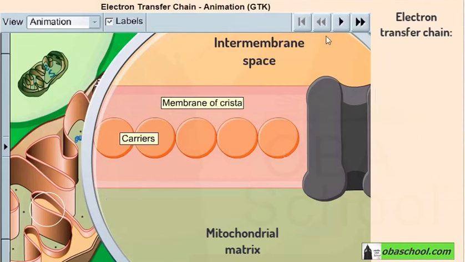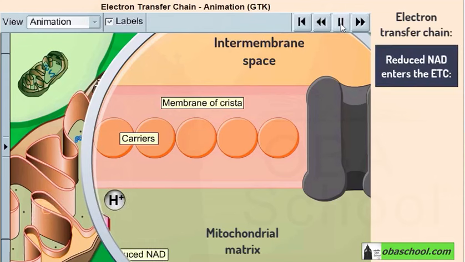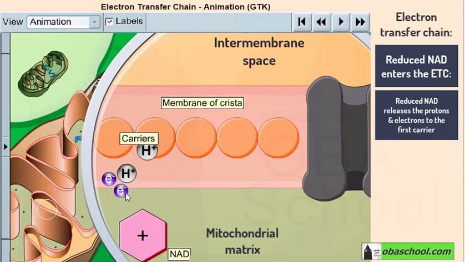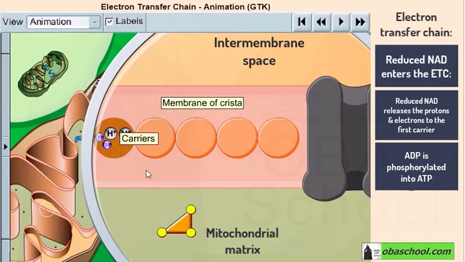So let us see what happens when the reduced NAD coming from the products of glycolysis, link reaction, and Krebs cycle enters the electron transport chain. As you can see, this reduced NAD releases the protons and electrons to the first carrier. And this will release energy that will phosphorylate a molecule of ADP into ATP. And now the electrons and protons will be transferred to the second carrier.